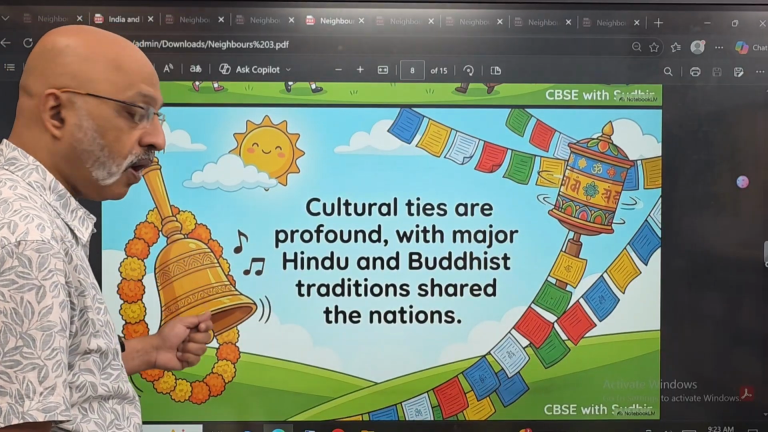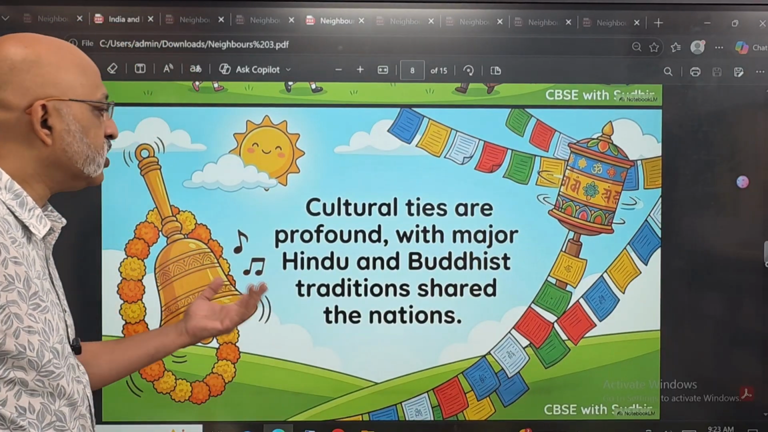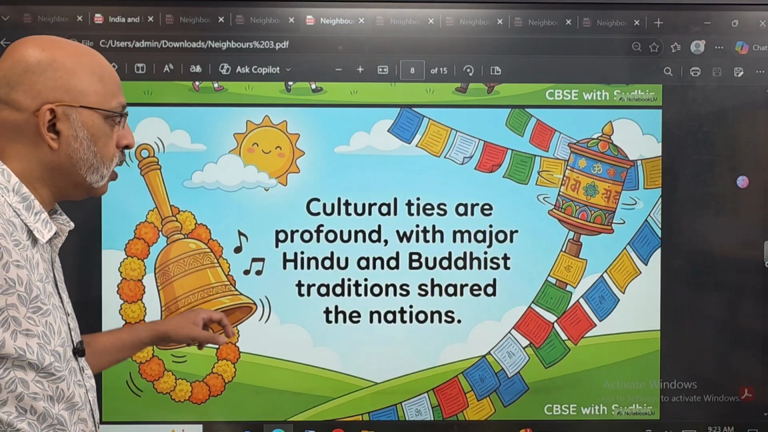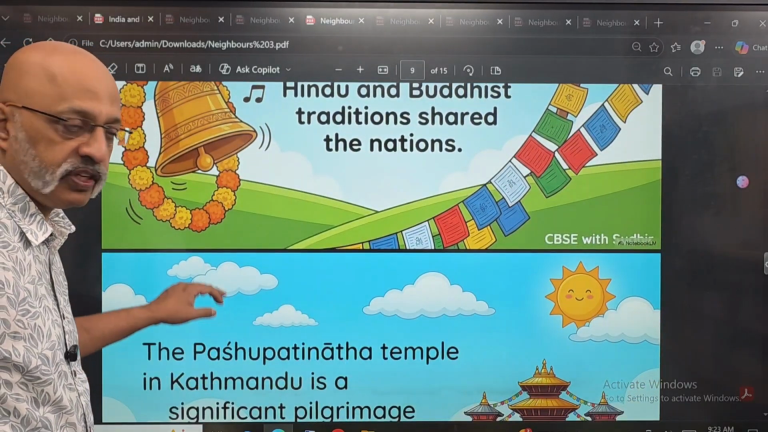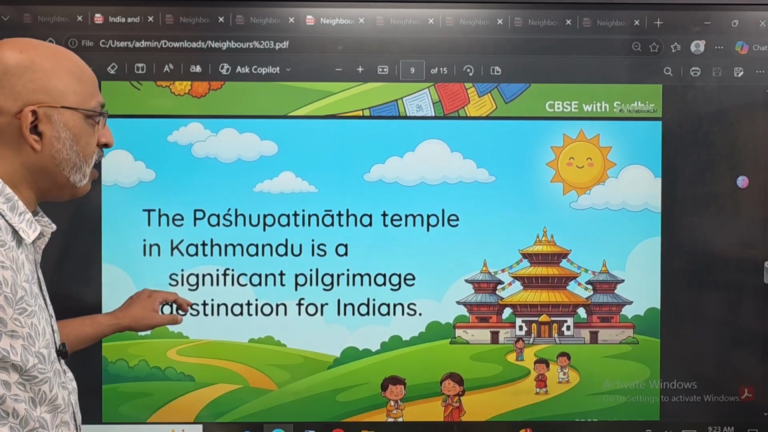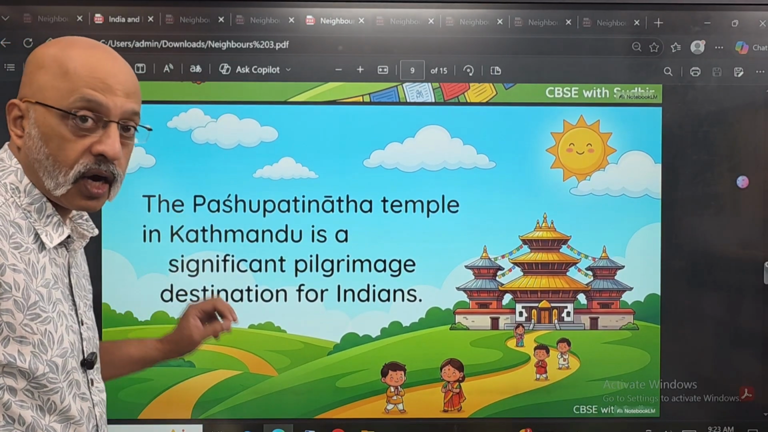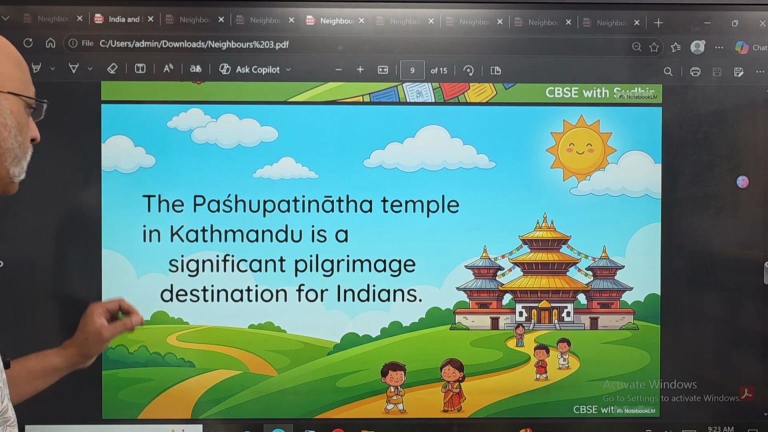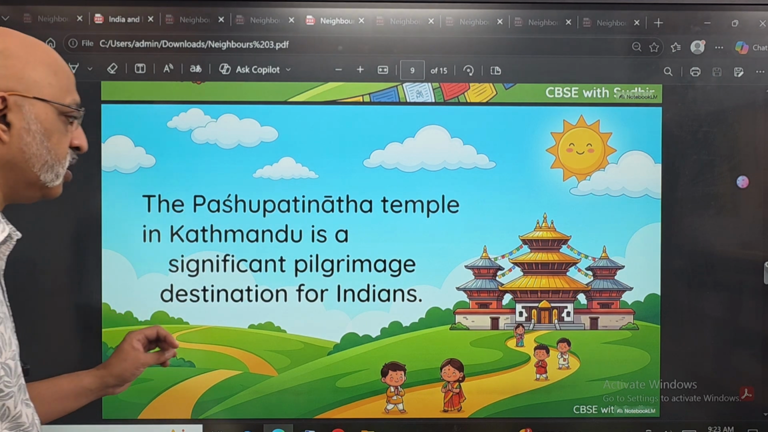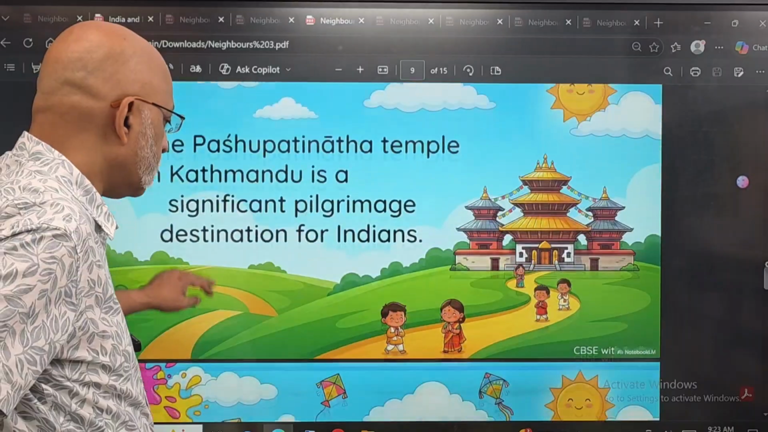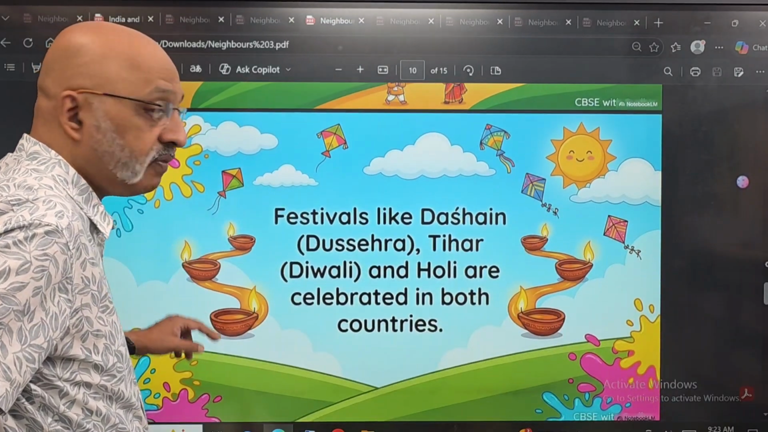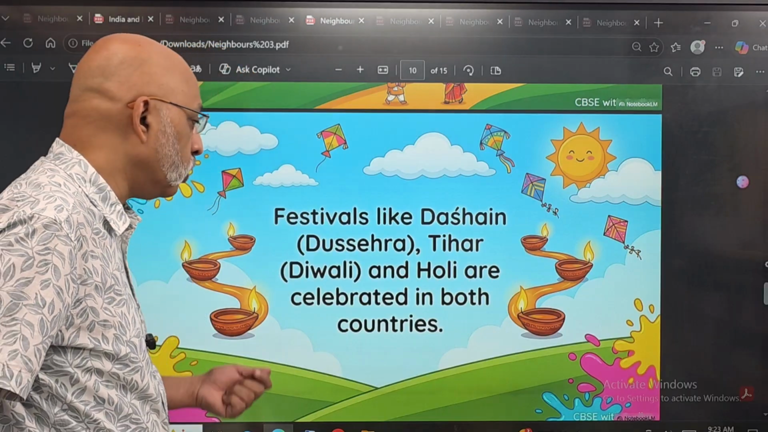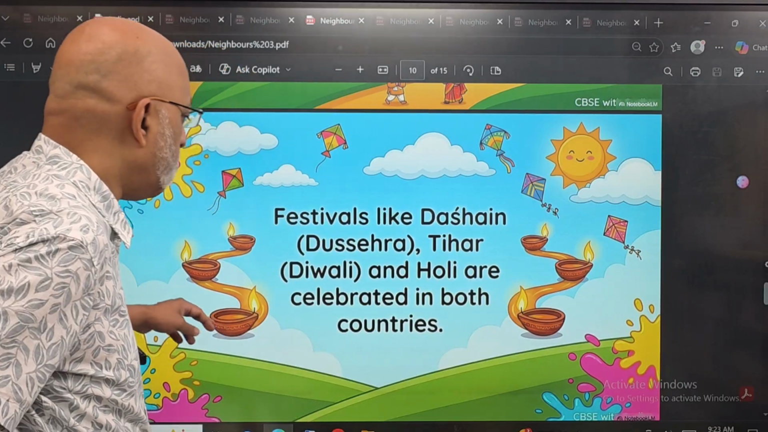Cultural ties are profound, meaning they are very deep, with major Hindu and Buddhist traditions shared between the two countries, right? Again, a country which follows Buddhism. Then this is a major temple in Kathmandu, the Pashupatinath temple, a significant pilgrimage destination for Indians. Festivals like Dashain, which is another word for Dashera, Tihar, which is another word for Diwali, and Holi are celebrated in Nepal as well.